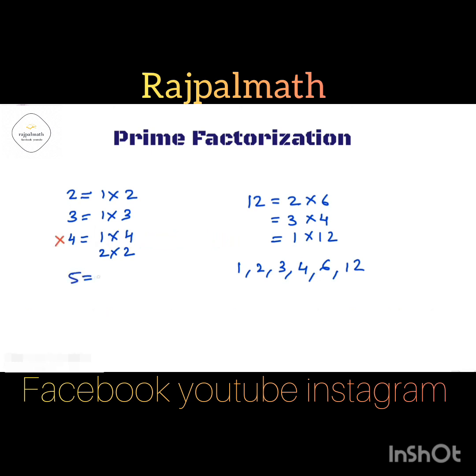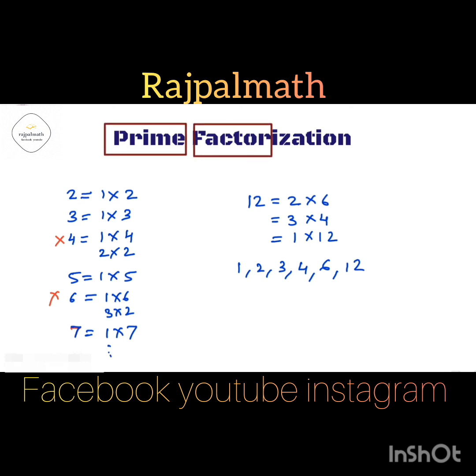Number 5 can be represented as 1 into 5, that is the only possible way, hence it is prime. Number 6 is not prime because it can be represented as 1 into 6 and 3 into 2. So it has another representation, hence number 6 is not a prime number. Number 7 can be represented as 1 into 7, and that is the only possible way. Hence number 7 is a prime number, and this list continues. Now we understand the meaning of the words prime and factor, so it's easy for us to make out the meaning of prime factorization.